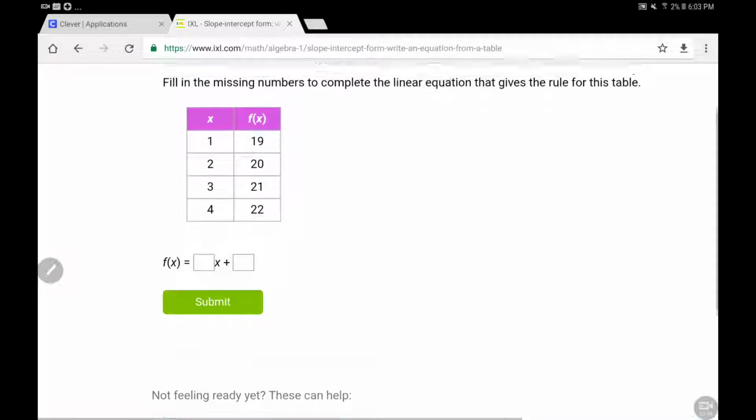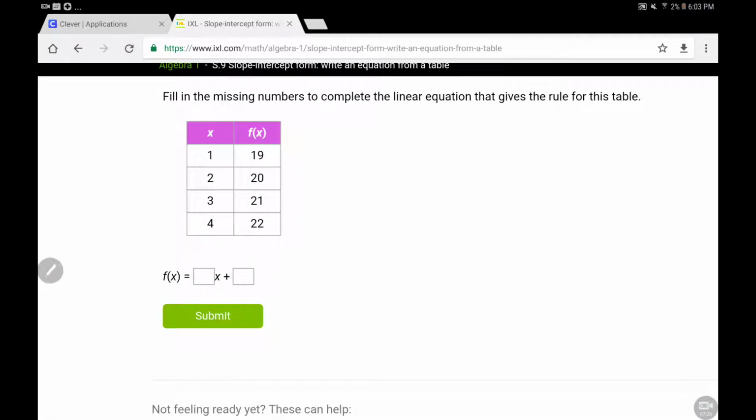So if you need more help, let me know. But just remember that you get the y-intercept when x is equal to 0, and then the slope is just your change in y over change in x, and that's what each two of those are. Again, let me know if you have questions, but I think you'll be good to go.